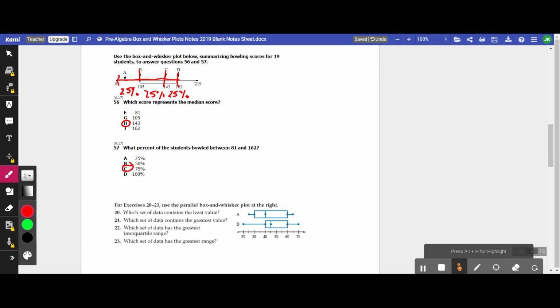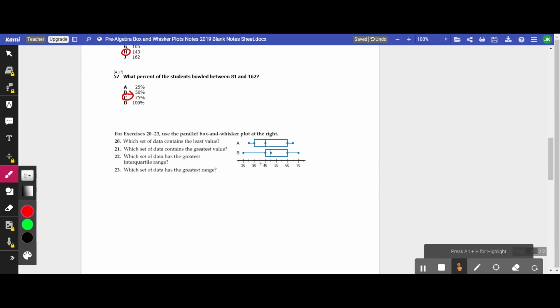And then for the next question here, you have 2 box plots that are graphed together, so we're comparing them. This asks which set of data contains the least value. If you look at A, the lower extreme for A is at 25, and if you look at B, it's 20. So the box plot that has the least value would be B, because your smallest value for B is 20, and for A is 25. So this would be B then.